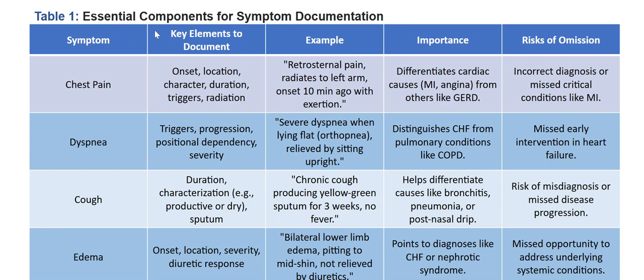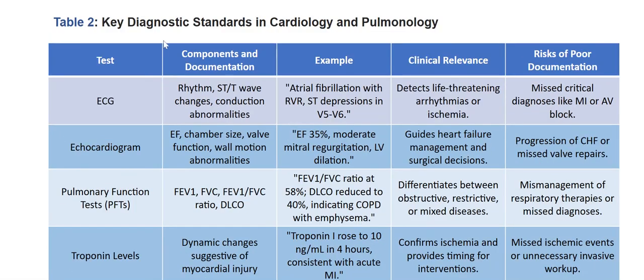Summary tables, table on essential components for symptom documentation. Symptom, key elements to document, example, importance, risks of omission. Symptoms: chest pain, dyspnea, cough, edema, palpitations. Table on key diagnostic standards in cardiology and pulmonology, test components and documentation, example, clinical relevance, risks of poor documentation. Tests: we have EKG or ECG, echocardiogram, pulmonary function tests, PFTs, troponin levels, imaging, CT, HRCT, X-rays.